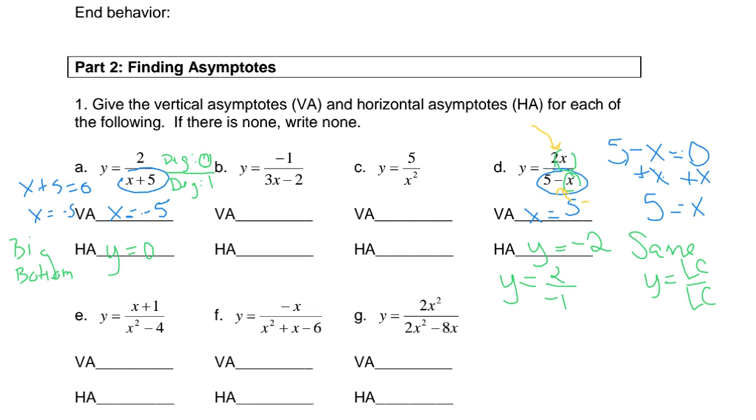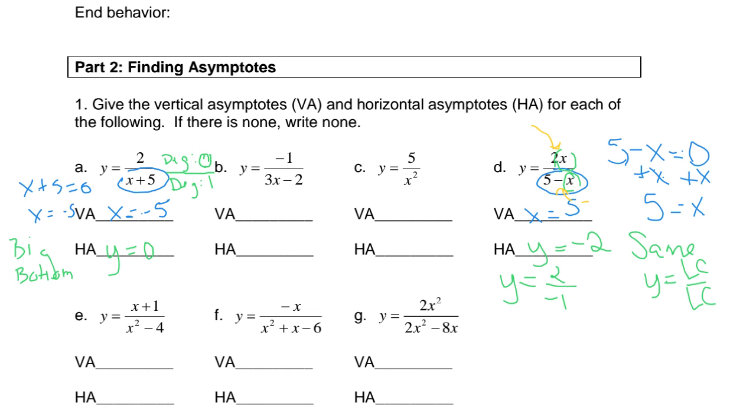So that one is a little bit more tricky for the horizontal asymptote, but always start by comparing degrees. The x on top and the x on the bottom match or are the same in terms of degree. So we need the equation y equals leading coefficient over leading coefficient. So 2 and negative 1 are the leading coefficients to give you negative 2 right there.